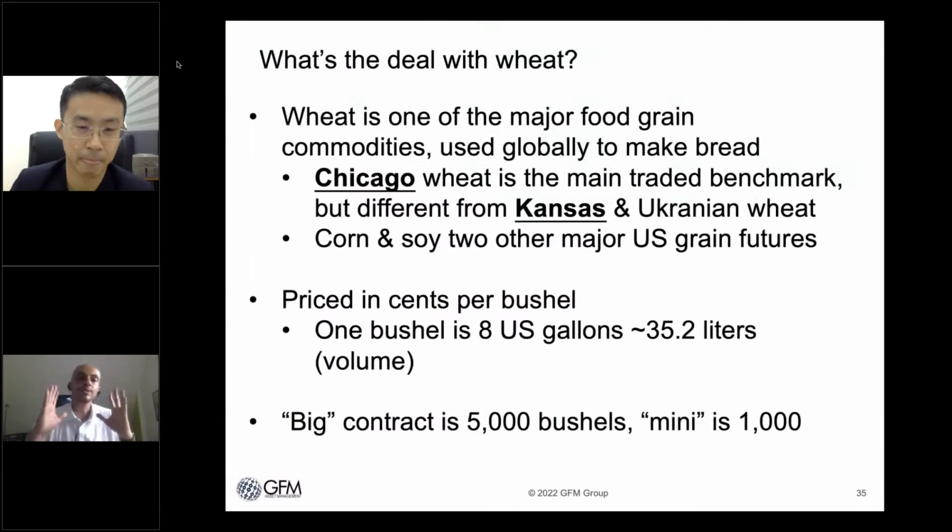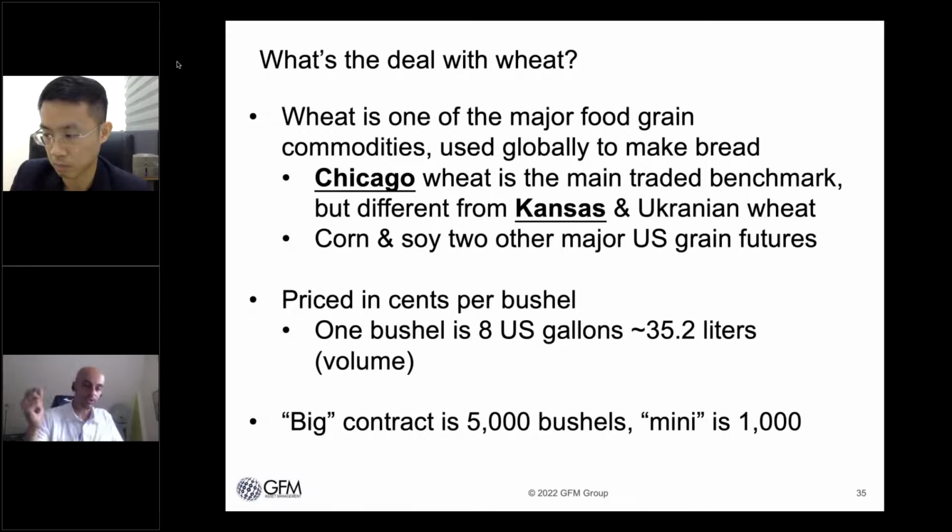Wheat is one of the world's major food grains. It's used globally to make bread, pasta, cakes, obviously you kind of know. Now, the main contract we're going to be looking at, and this is very important, is the Chicago wheat contract. That is different from another type of wheat called the Kansas wheat contract. And of course, that also is not going to be the same kind of wheat that's traded in Europe.